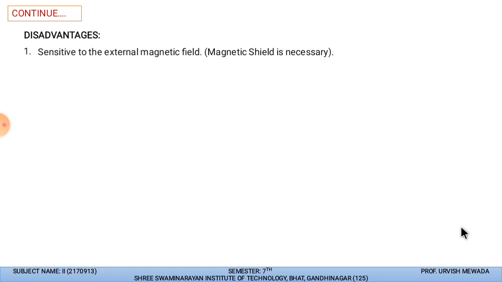The disadvantages of the LVDT: first, it is sensitive to external magnetic fields. If the device is placed in another magnetic field, that can affect the performance of the LVDT. So a magnetic shield is necessary to protect it from disturbances from the surrounding magnetic field. Then a complicated circuit is needed for the operation, because it is a secondary transducer.